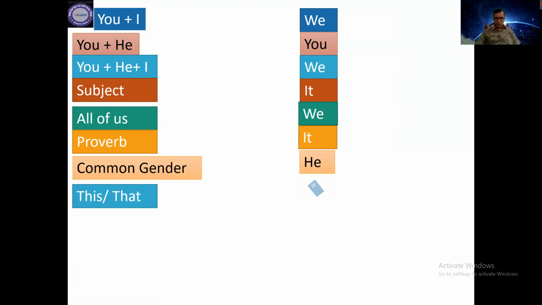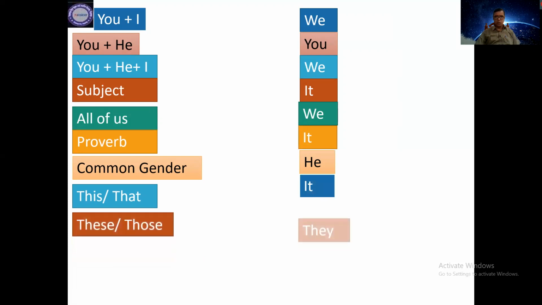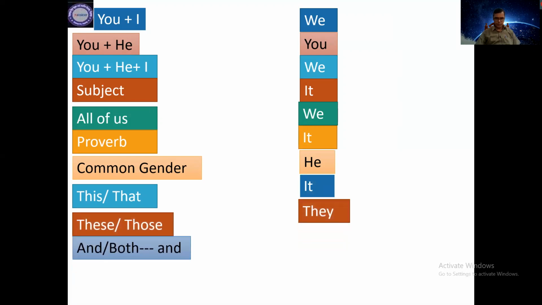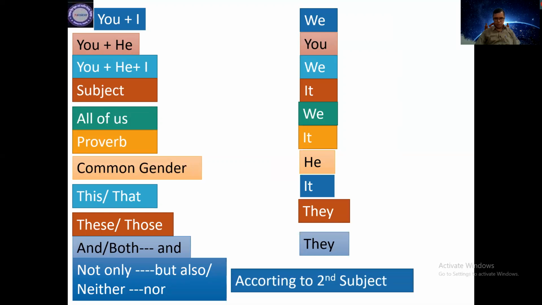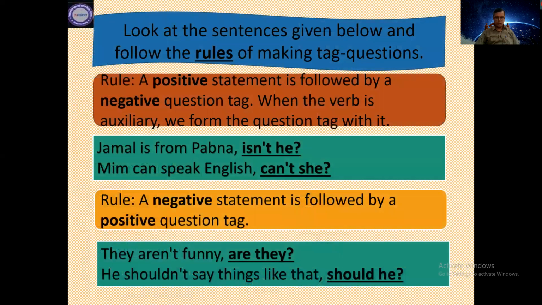This, that: pronoun it. These, those: pronoun they. Both...and: pronoun they. Not only...but also, neither...nor: their pronoun will be selected according to the second subject. So, dear students, you have known about some pronouns. Look at the sentences given below and follow the rules of making tag questions.